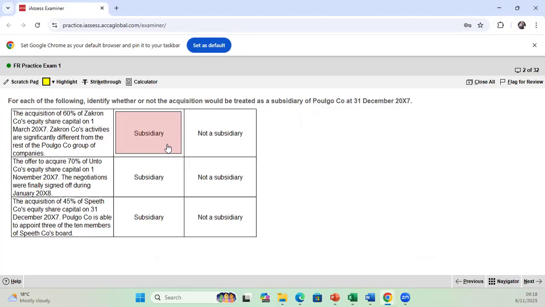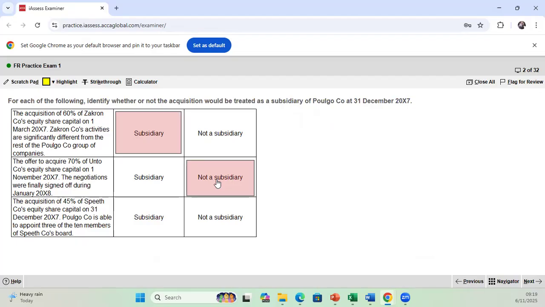Please take note of the dates. So for FR, my advice is caution. Take note of the dates and never assume the year ends in December. The year can end in any month. So don't just assume that the financial year end is December. Okay, let's move on.